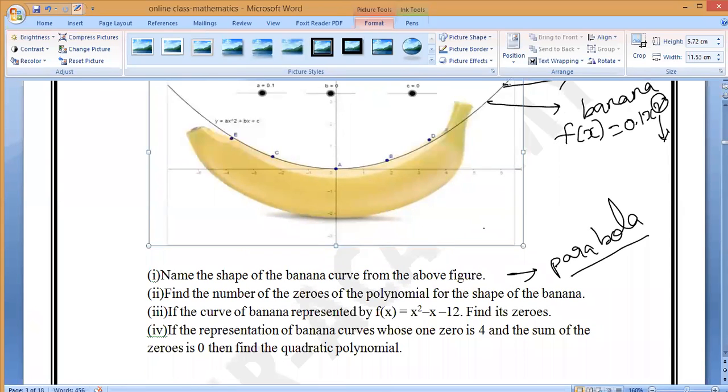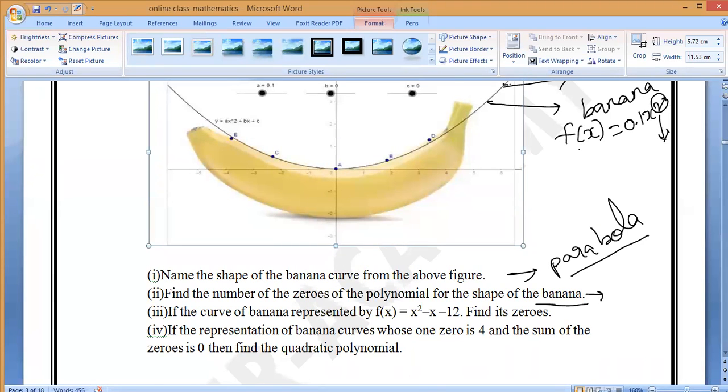Read the second question. Find the number of zeros of the shape of the polynomial for the banana. How to find the number of zeros? Here we have a graph, correct? How to find the number of zeros based on the graph? It means the number of times the graph touches the x-axis.